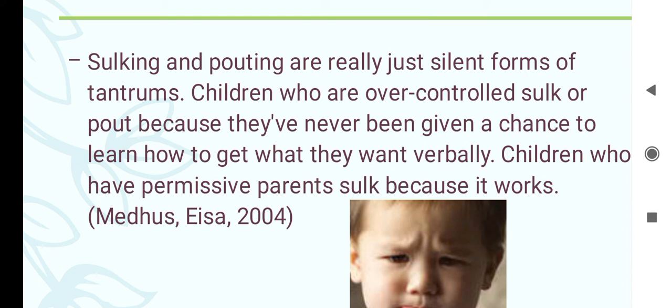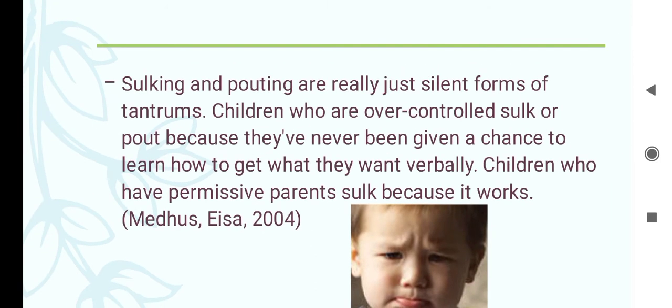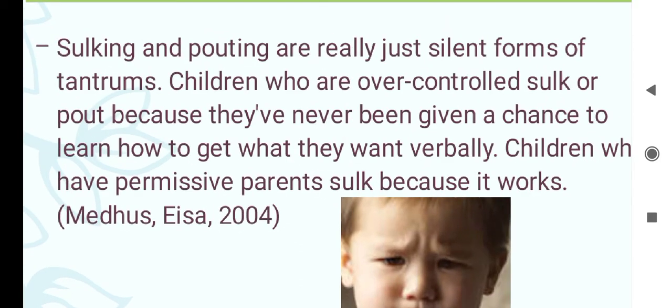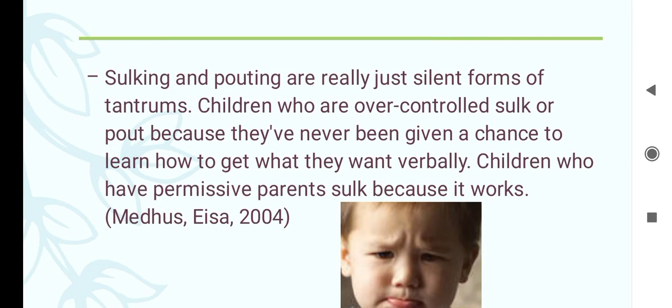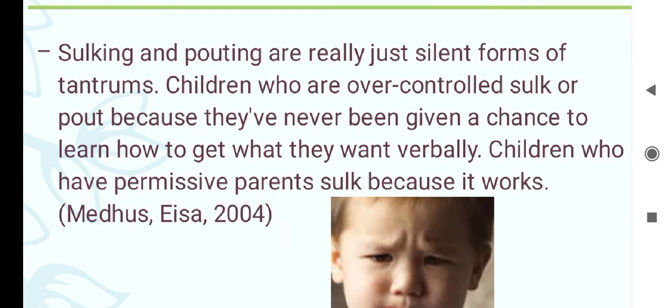Alright, sulking and pouting are really just a silent form of tantrums. Children who are over controlled sulk or pout because they have never been given a chance to learn how to get what they want verbally. Children who have permissive parents sulk because it works. Alright, so normally it happens from a parenting style, with parents in the category of permissive parents.